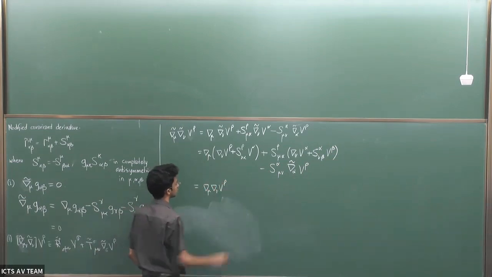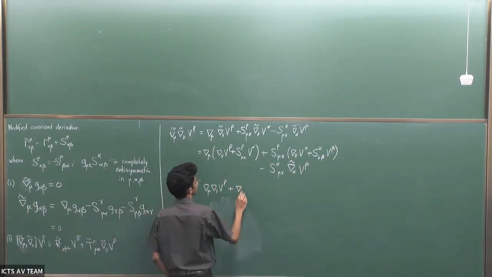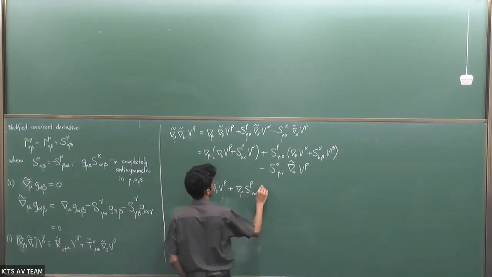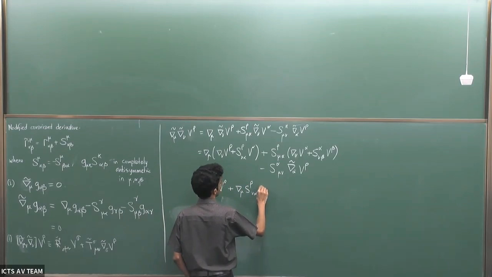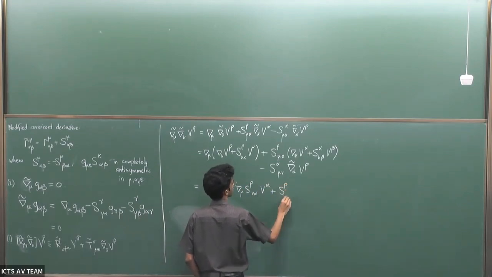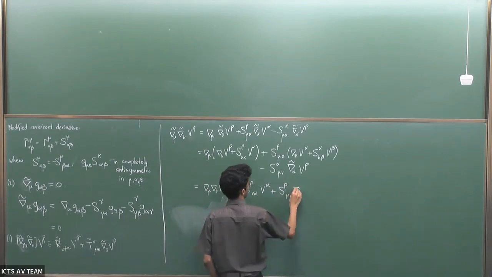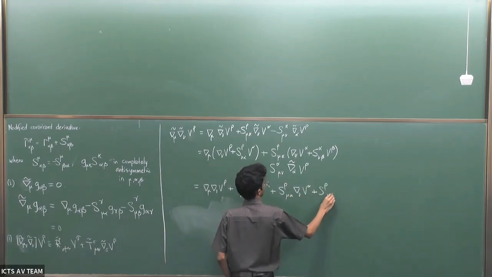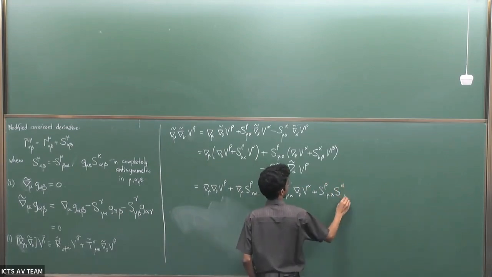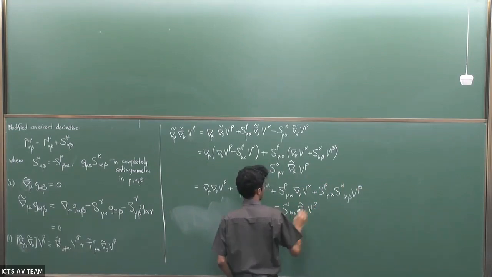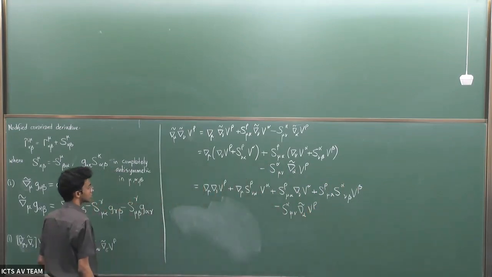So that's the first term. Second term becomes del mu S rho nu alpha v alpha plus S rho nu alpha del v alpha beta v beta minus S alpha mu nu. Okay, so now let's anti-symmetrize.